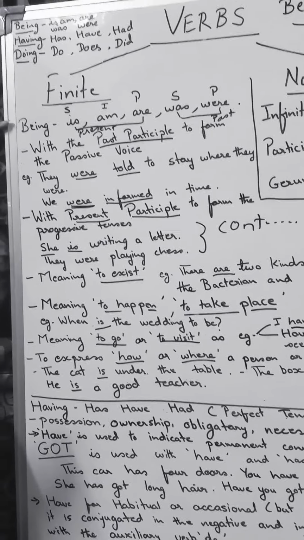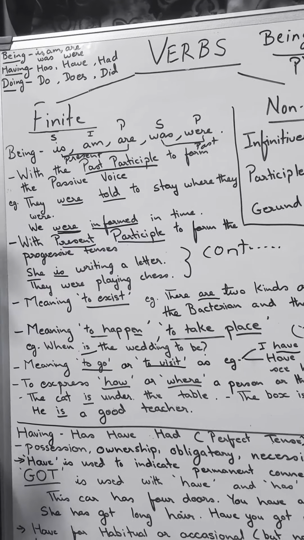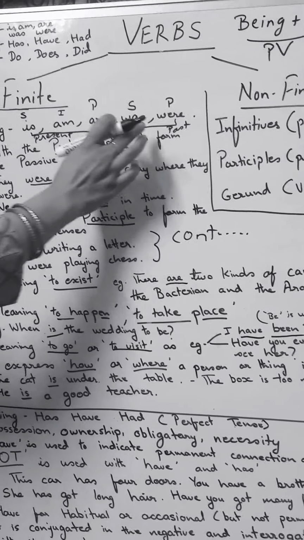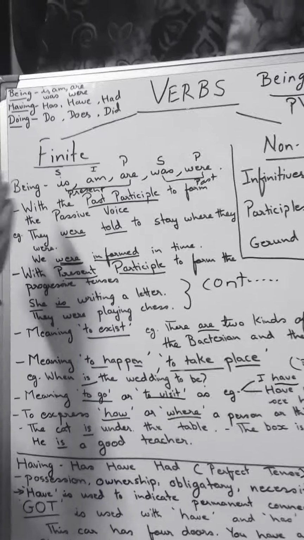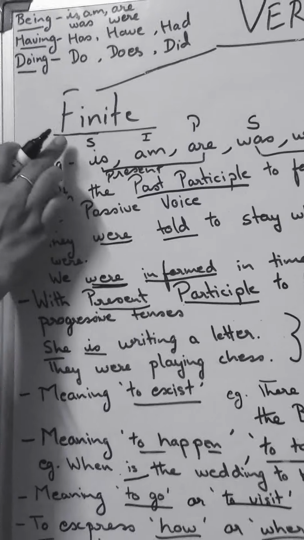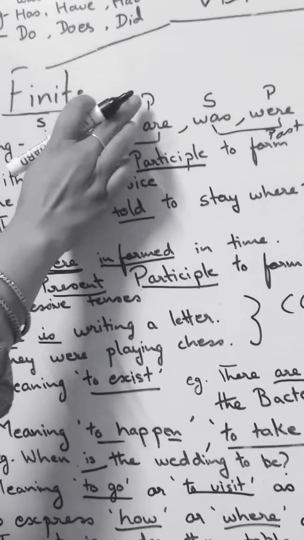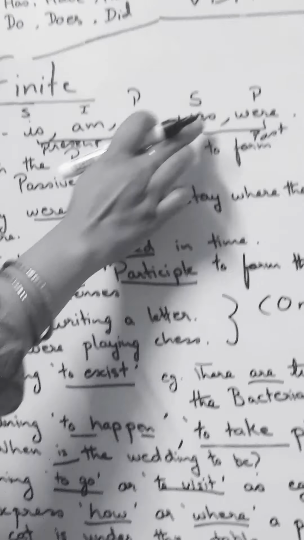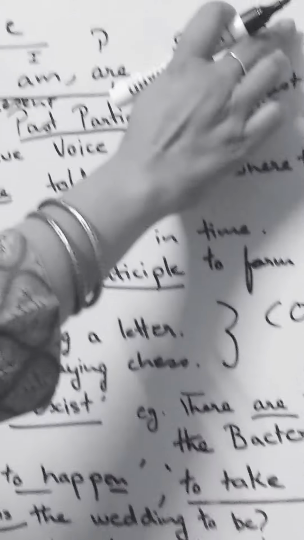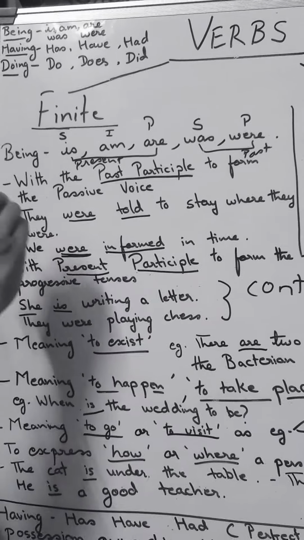Now, what are the being forms? Is, am, are, was, were. Is, am, are are for the present. Was, were are for the past. What is the difference between them? Is is for a singular subject. When the subject is I, we use am. When the subject is plural, we use are. Was is for singular. Were is for a plural subject.